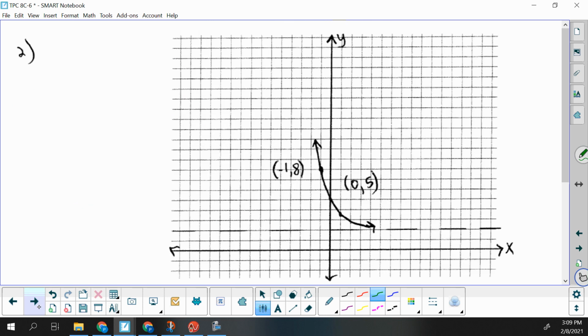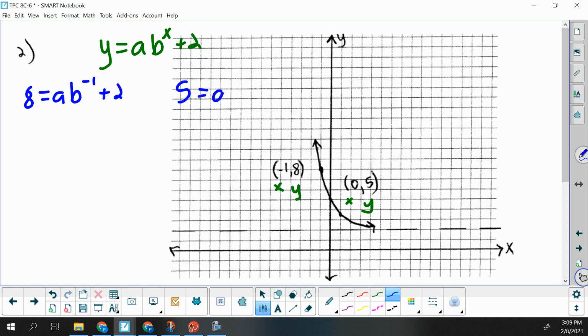All right, next one, notice we are leveling off at y equals 2. So our base equation would be y equals a times b to the x plus 2. So we're going to fill in our x's and y's. We've got 8 equals a times b to the negative 1 plus 2. And we've got 5 equals a times b to the 0 plus 2.